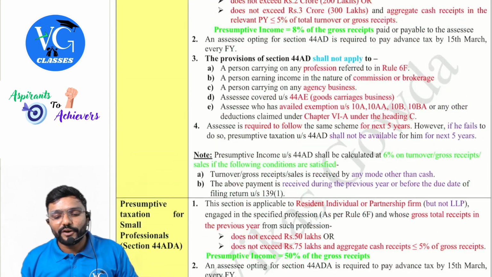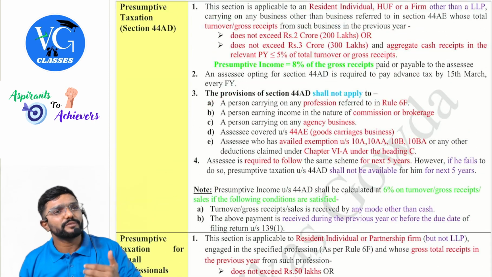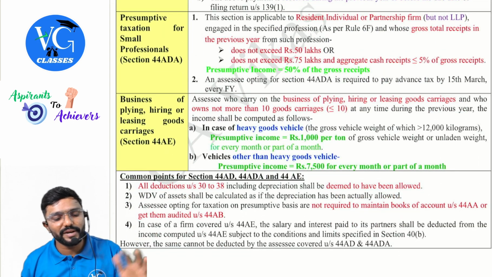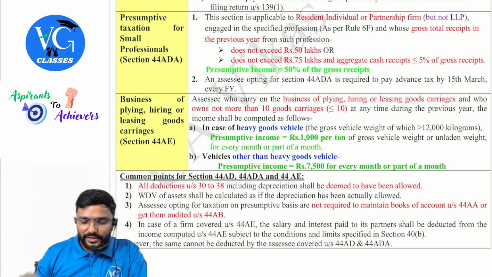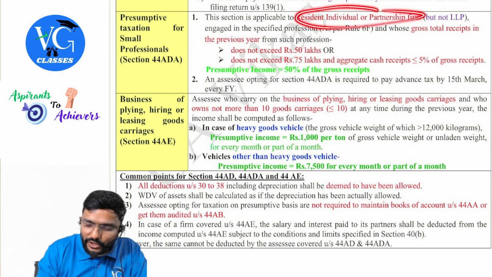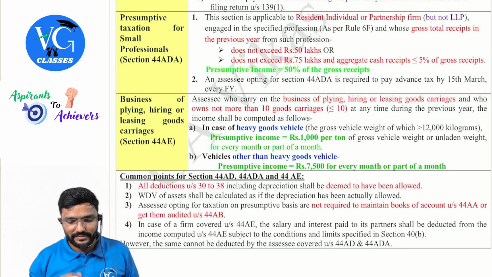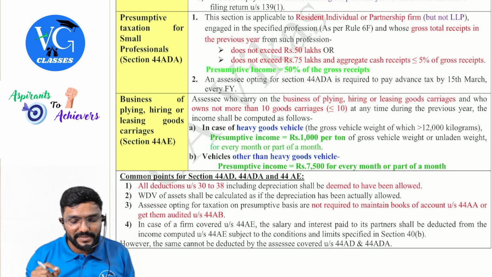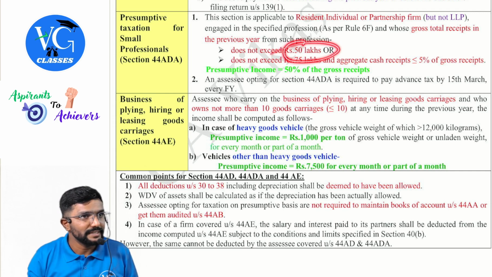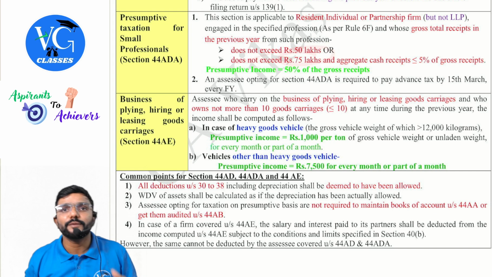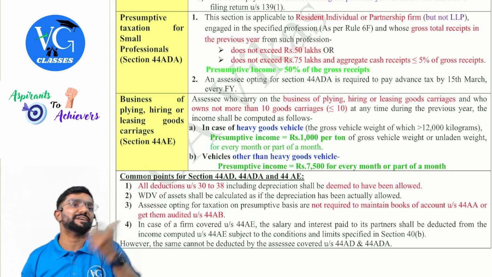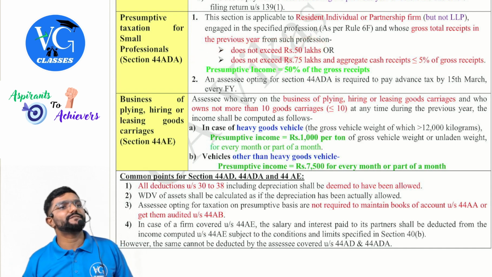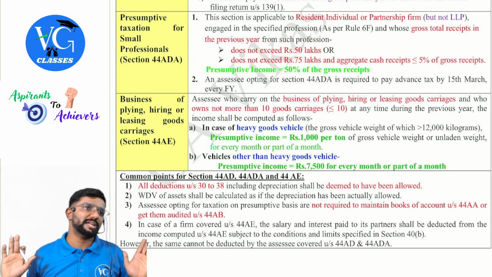Next. Now, 44ADA. Specified persons have been kept outside 44AD. Why, sir? Because for them we are giving 44ADA separately. This section is applicable to a resident individual or partnership firm, but not LLP, engaged in the specified profession as per rule 6F and whose gross total receipts in the previous year is up to 50 lakh. Or they have increased it to 75 lakh, provided your cash receipts are within 5%. If your cash receipt is more than 5%, then the limit applicable for you is 50 lakh. If you cross 50 lakh, you will not be eligible.